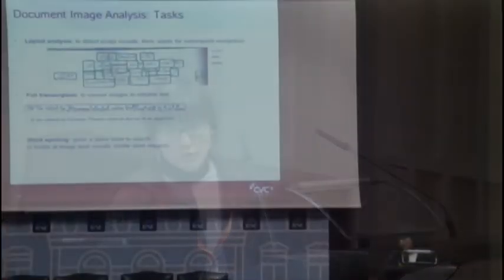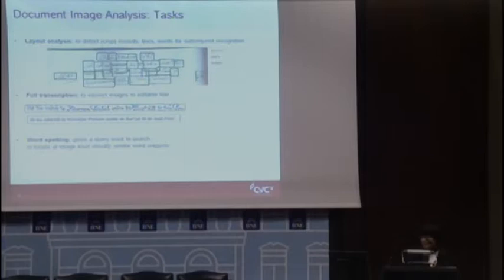Let's see this a bit into detail. So we have this document. We would like to have the different areas, the different blobs. We would also like to have the lines and the words. In the case of transcription, we have the image, and we would like to do handwriting analysis and obtain the text. And in the case of spotting, we would like to have a word, and then we would like to search this word in the document. So we don't have the transcription of the document, so let's simply search for some specific words.